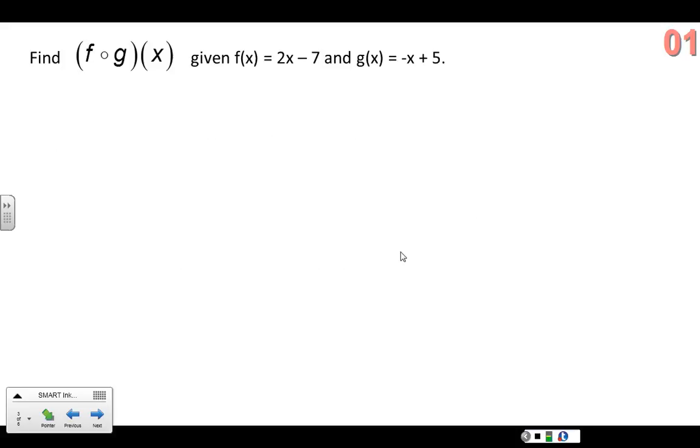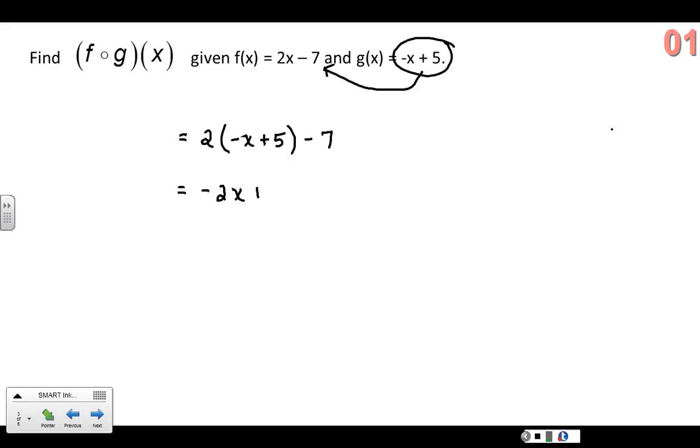In this problem, it says find f of g of x, given that f of x is 2x minus 7, and g of x is negative x plus 5. Since g of x is inside, we're going to pick it up and substitute it in for the variables of f. So this would equal 2 times, instead of x, we put in negative x plus 5, minus 7. Then work out the expression. That would be negative 2x plus 10 minus 7. You can combine 10 minus 7, so you have negative 2x plus 3.